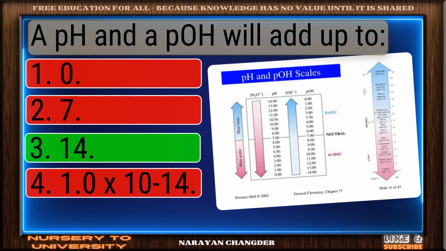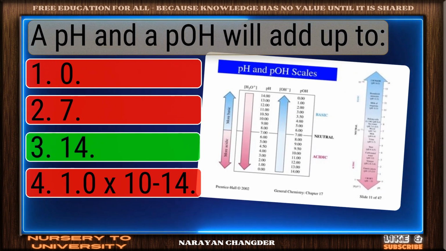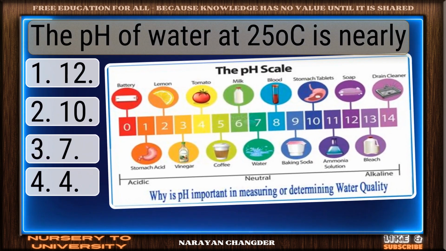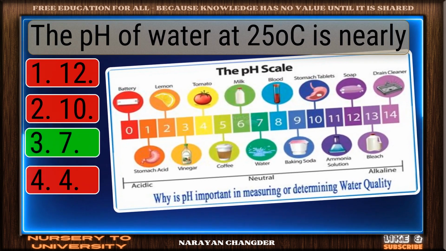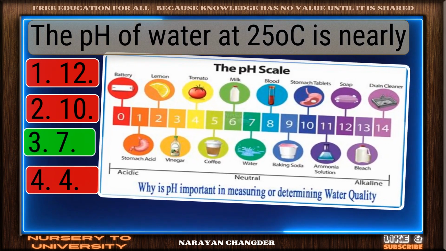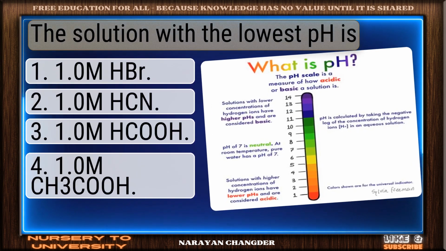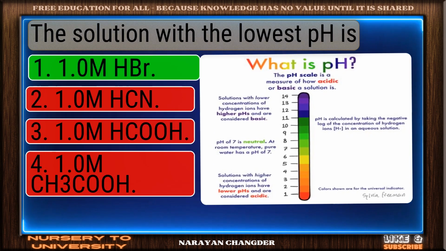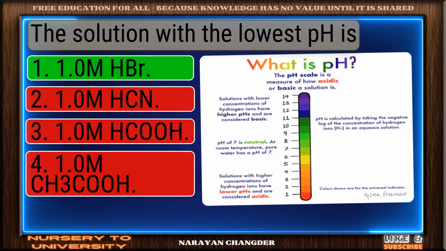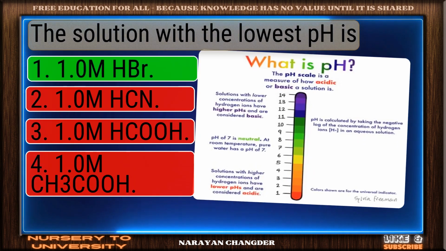Solid response. 14 is a valid choice. The pH of water at 20 degrees is nearly. Right again. Seven is a valid answer. The solution with the lowest pH is. Clear logic. Your choice 1.0 is sound and 100% true.